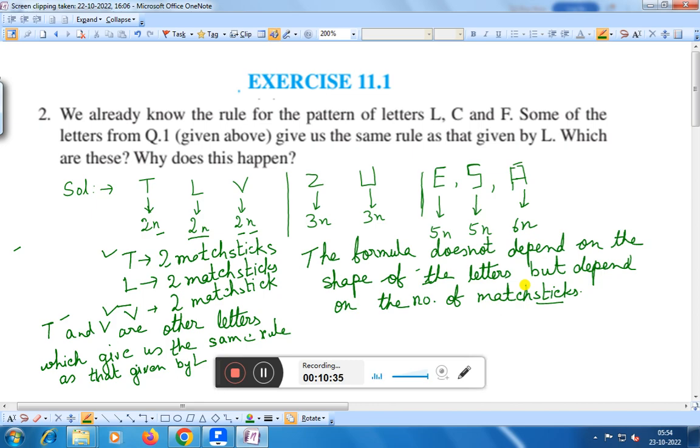Here you see, in case of Z and U, there are 3 matchsticks, and in both cases we are getting the formula 3n. Right? In case of E and S, you see that there are 5 matchsticks needed to form E and S. Therefore, it is 5n. And in case of A, there are 6 matchsticks and the formula is 6n. Therefore, the formula does not depend on the shape of the letters but depends on the number of matchsticks. This is the solution of question number 2.